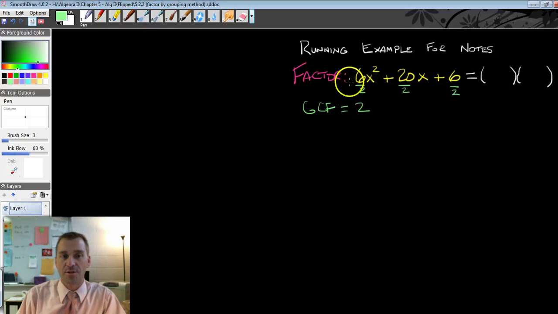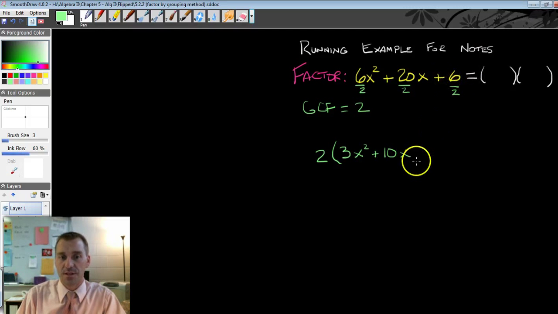So therefore, when I take out a 2 of the 6x squared, first of all, let me put the GCF in front, and then I'm going to get 3x squared. So I take out the 2 from the 6. I divide the 2 into the 6, gives me 3. I divide the 2 into the 20, it gives me a positive 10x.